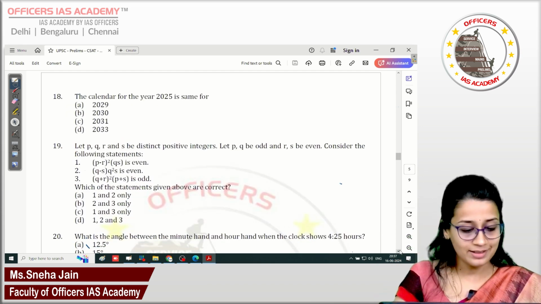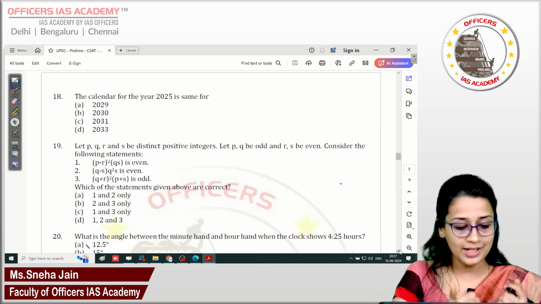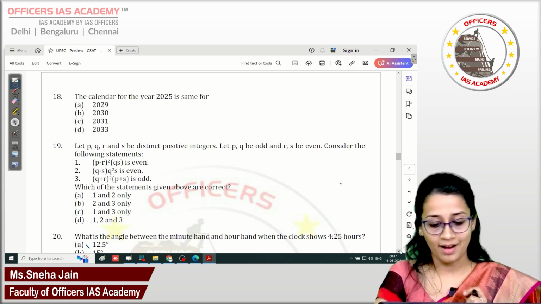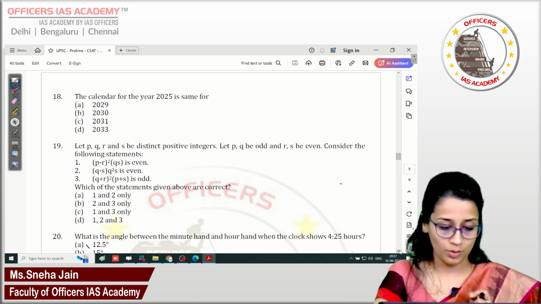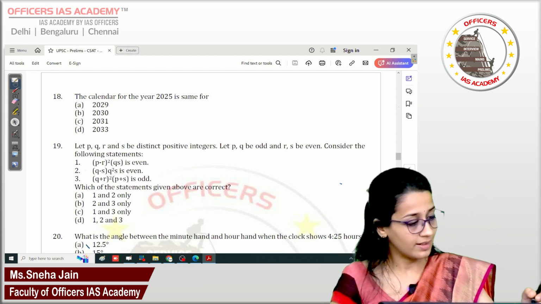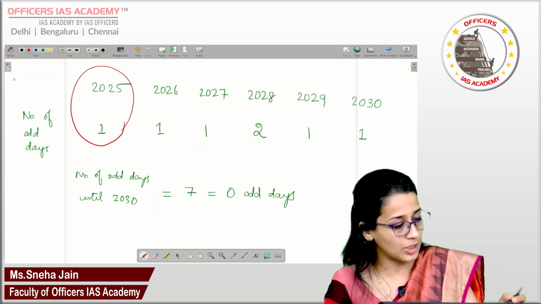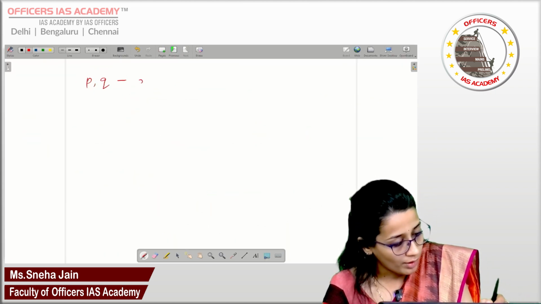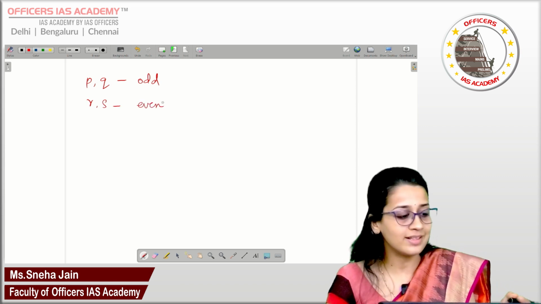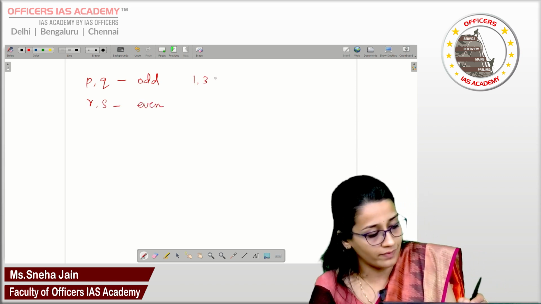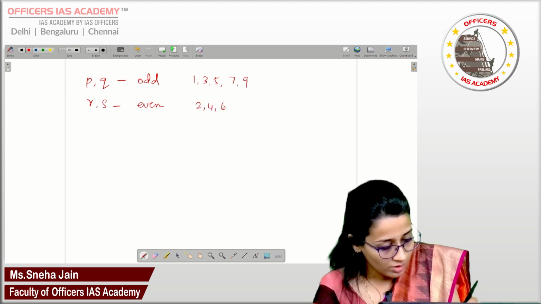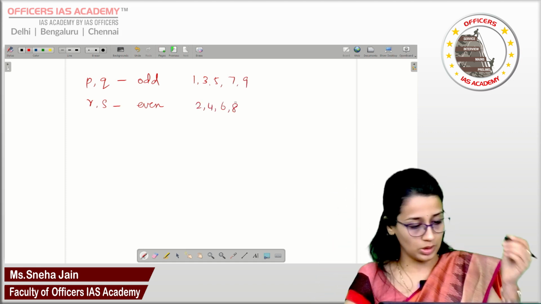Question number 19, again from number system. Let P, Q, R and S be distinct positive integers. Let P, Q be odd and R, S be even. Consider the following statement. Alright, so they are distinct positive integers. What are they telling us? They are telling us that P and Q are odd and R and S are even. They are distinct numbers. So possible values are 1, 3, 5, 7 and 9. Here it's 2, 4, 6 and 8. And they have given you a few conclusions.